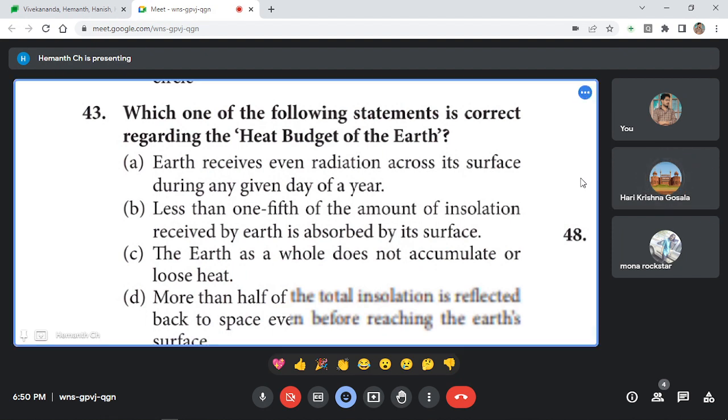Yeah. Half of the total insolation is reflected back to space even before reaching the Earth's surface.